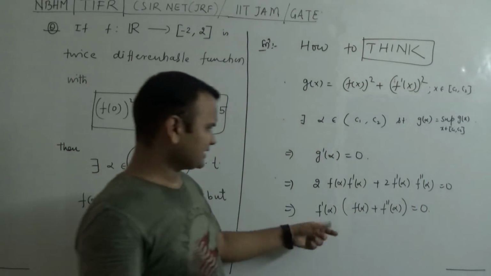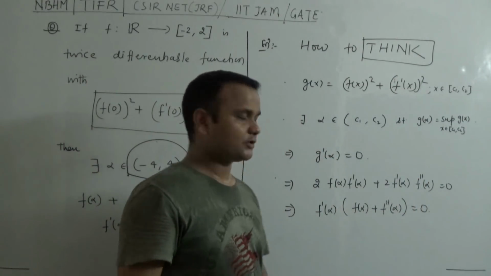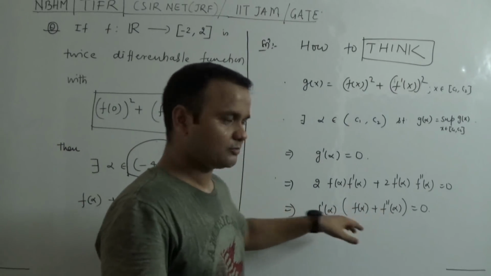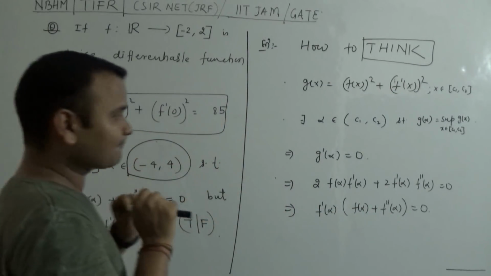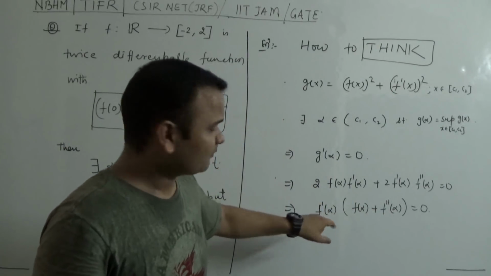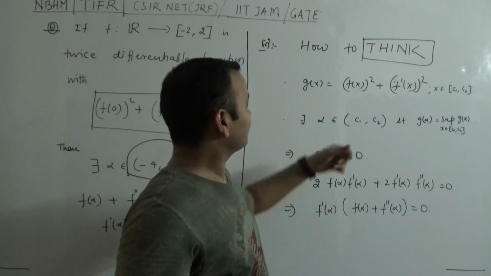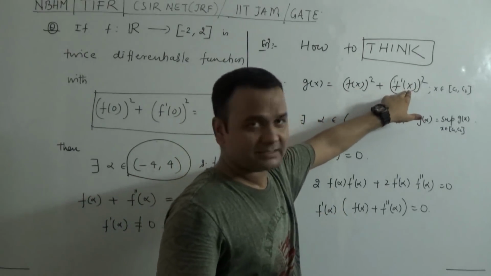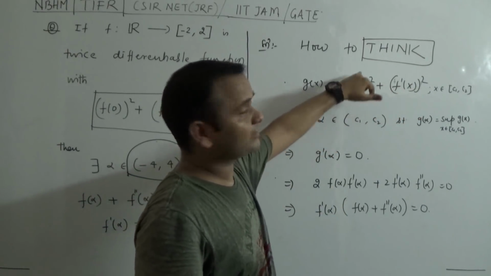Now from here what will you say? f prime alpha times this is equal to 0, so either this is equal to 0 or this is equal to 0, because this is the product of 2 real numbers, right? So either this may be 0 or this may be 0. This can be 0. If f prime alpha is 0, then this is 0. So g alpha is equal to f alpha squared.